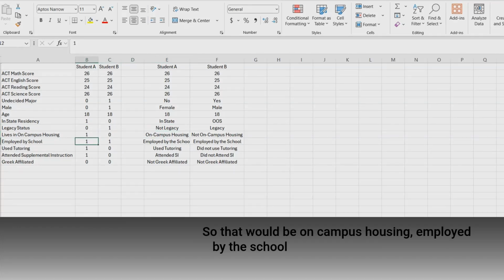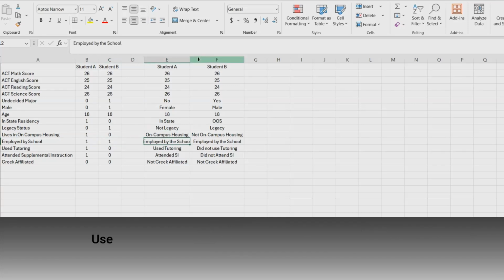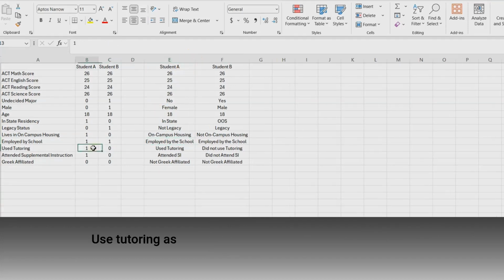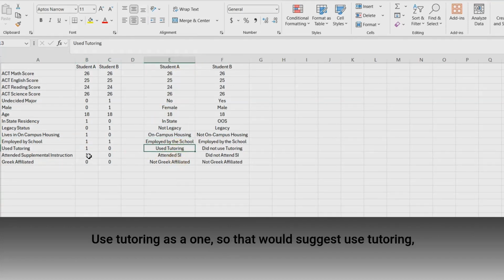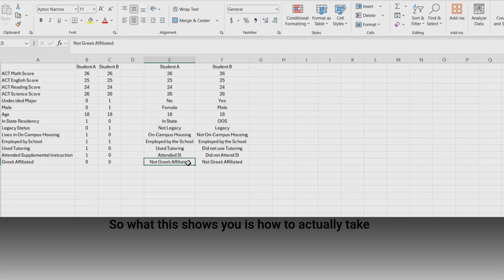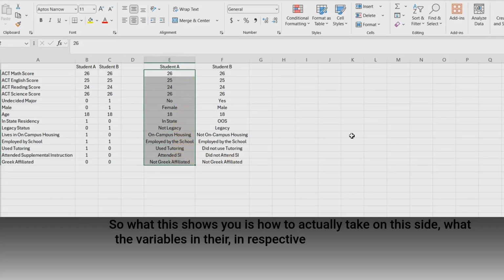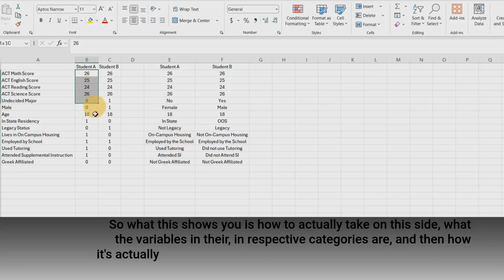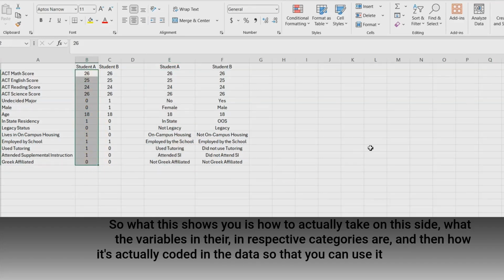Employed by the school 1, so employed by the school. Use tutoring as a 1, so that would suggest use tutoring. Attended supplemental instruction, suggest attended SI, and Greek affiliated not. So what this shows you is how to actually take on this side what the variables in their respective categories are, and then how it's actually coded in the data so that you can use it for regression.